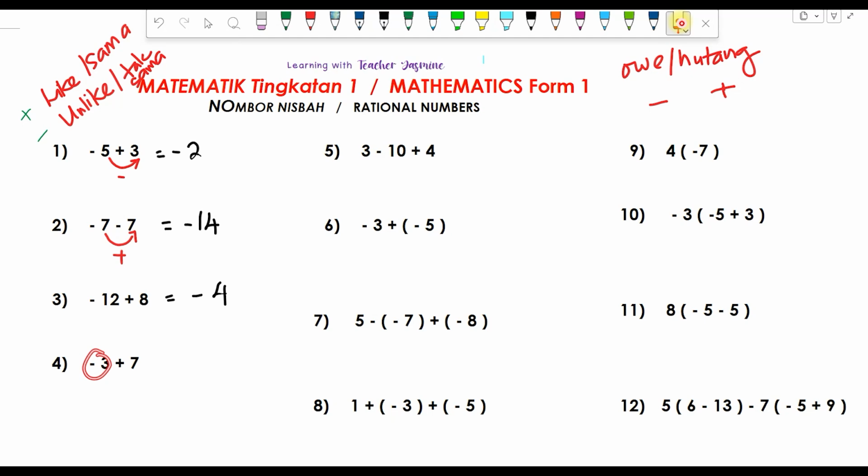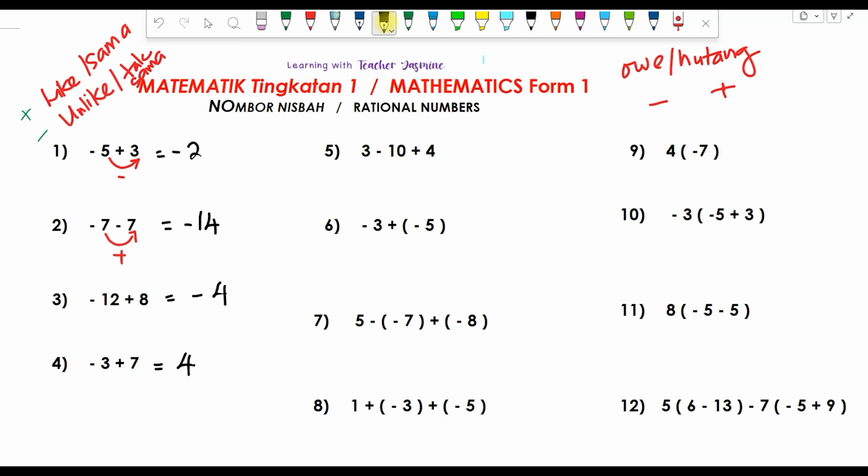Okay, same thing here. -3 bermakna hutang RM3. Positif 7 bermakna dalam poket ada RM7. So kalau ada duit mesti bayar balik hutang. So if you bayar balik hutang, you still have berapa ringgit? RM4. RM4 ni dalam poket, betul? So sebab dia dalam poket, so positif, right? So the RM4 is in your pocket, so that is a positive value.